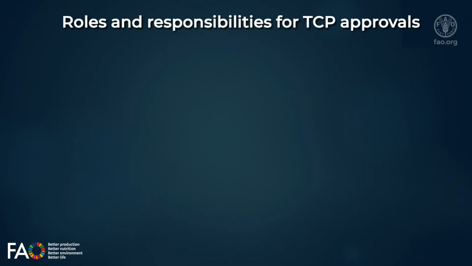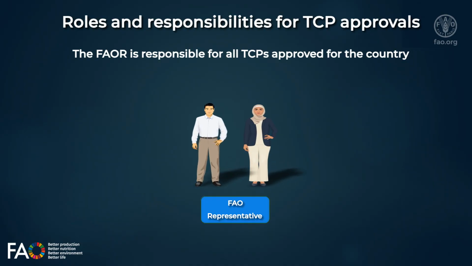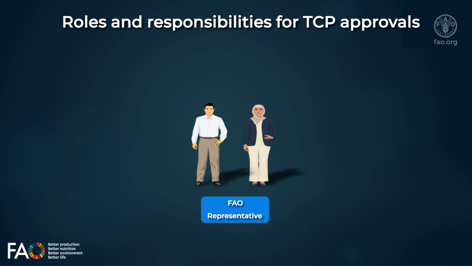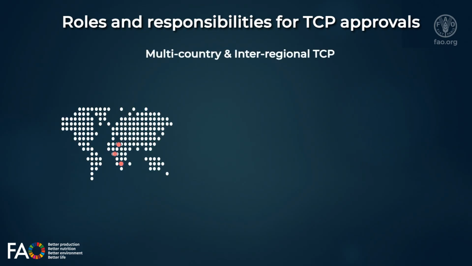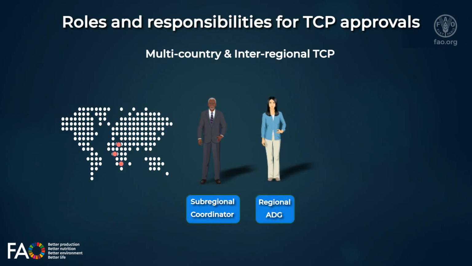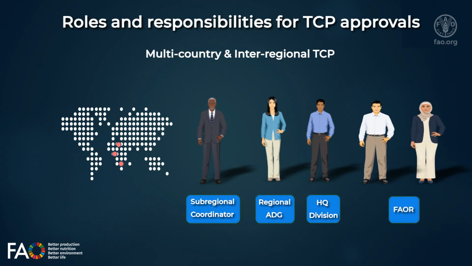Firstly, let us meet the key players responsible for the TCP approval process. The FAO representative is responsible for the field program in a country and coordinates the formulation of all national TCPs. In the case of multi-country TCPs, the formulation is coordinated by either the sub-regional coordinator, regional ADG, or, in case of inter-regional TCPs, by a HQ division. In all cases, FAORs retain responsibility for any activity implemented in their country, irrespective of who is responsible for formulation.